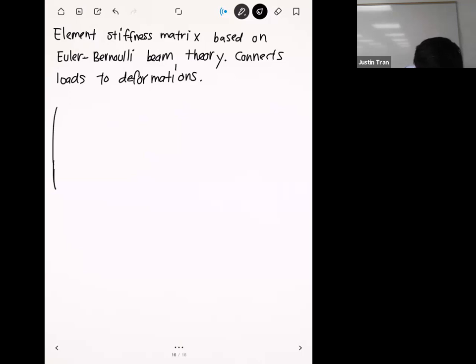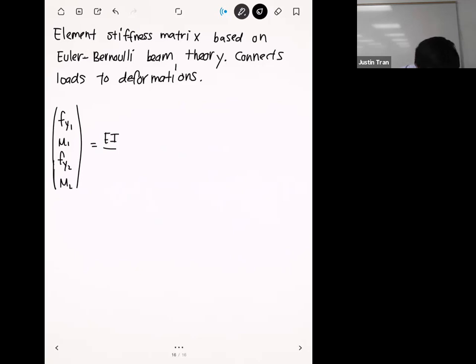On one side we have the nodal loads. That's the list of all the loads that we're applying on the nodes. You can see we have the two transverse loads, F1y, F2y, and then we have the two moments, M1, M2. And then we have the element stiffness matrix.